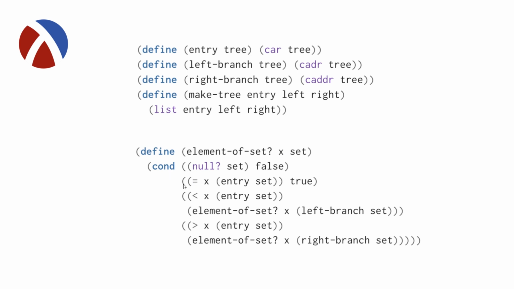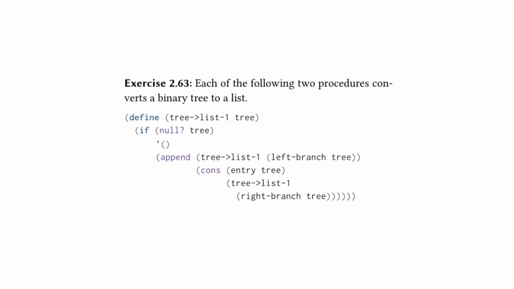So if we ever find our value, we return true. Otherwise, if it's less than our current entry, then we go left. If it's greater than our current entry, then we go right. Pretty self-explanatory. At this point, we come to exercise 2.63, which states each of the following two procedures converts a binary tree to a list.